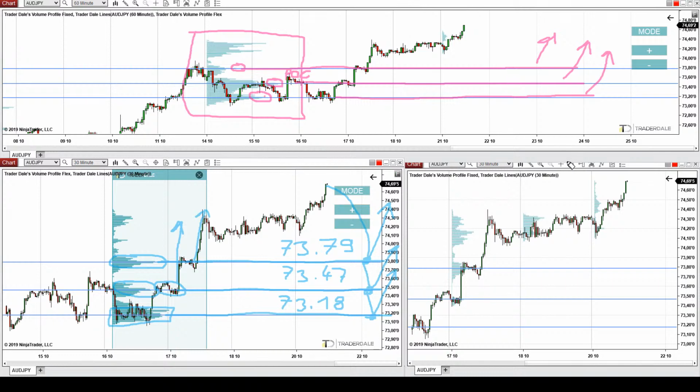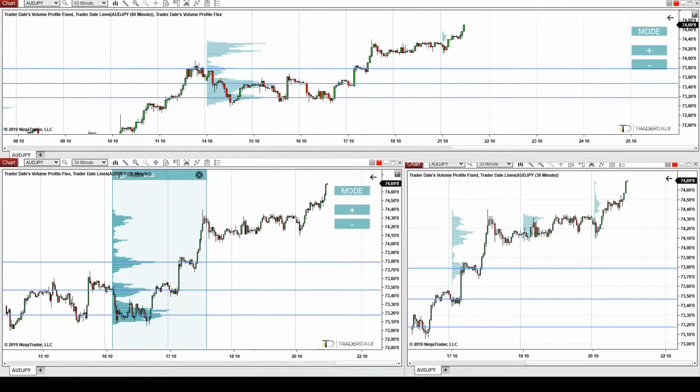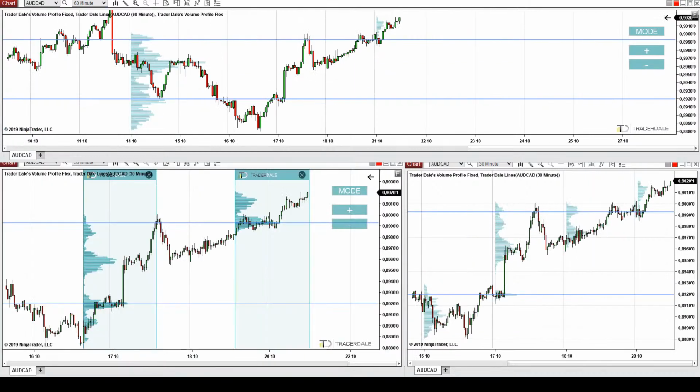Alright, so those are three significant support levels on the Australian dollar, Japanese yen. Let's now move on into the Australian dollar, Canadian dollar. Now in here, on the Australian dollar, Canadian dollar, there are two significant intraday support levels. The first one is in here, and it is based on the volume accumulation setup.